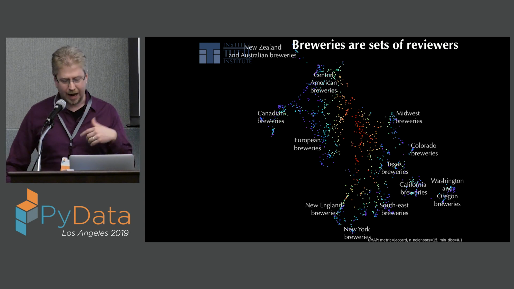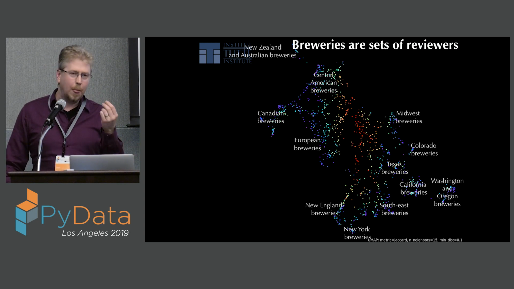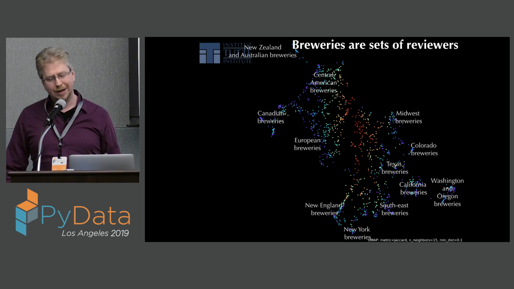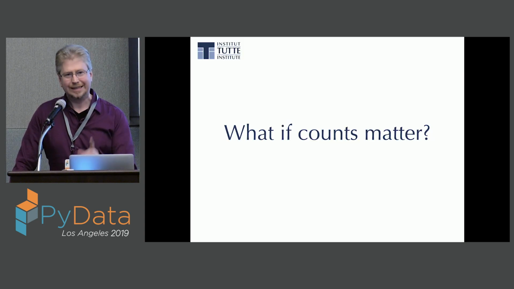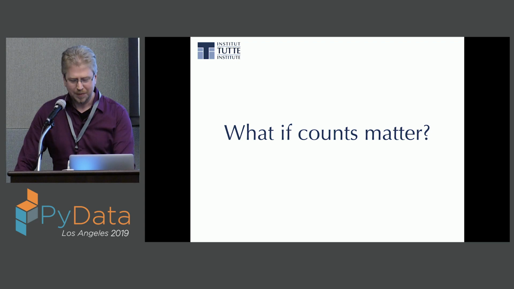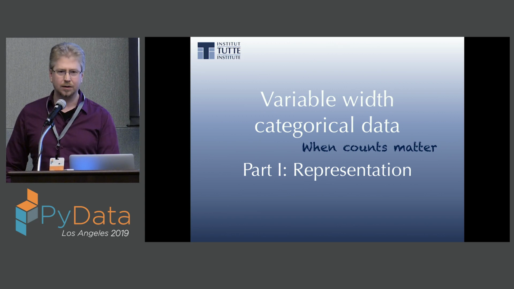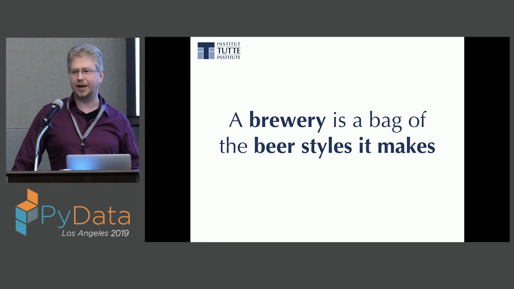Let's look at breweries by who reviews them. The next question is maybe what styles of beers those breweries produce, and that might give a different and interesting lens onto our data. Another way to phrase that is, what if counts did matter? So I'll tell you why. Let's talk about variable length categorical data, where counts matter, representations. I'm going to say a brewery is a bag of beer styles it makes.